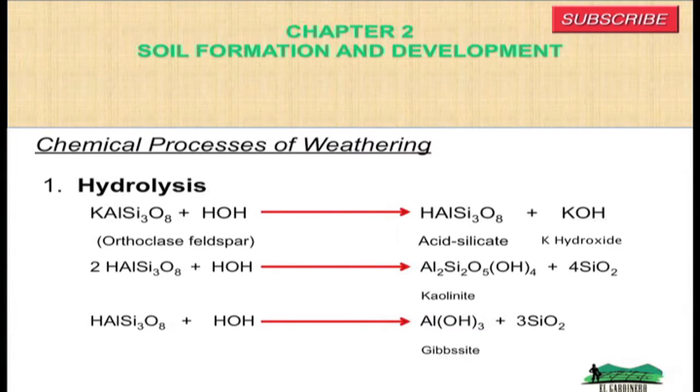And you can further observe that there is a change in the chemical composition of the mineral. And then this is the complete chemical reaction. Again, the acid silicate will be hydrolyzed, and then you will have your kaolinite. Kaolinite is an example of a 1:1 type clay. And then silicon dioxide. Acid silicate further hydrolyzes, and then the result is gibbsite and silicon dioxide.